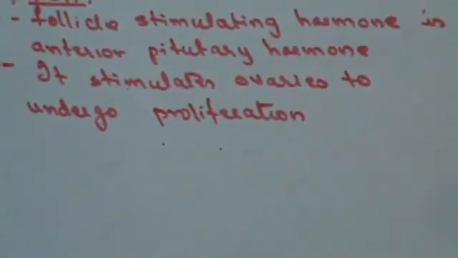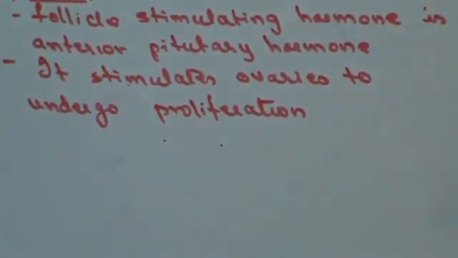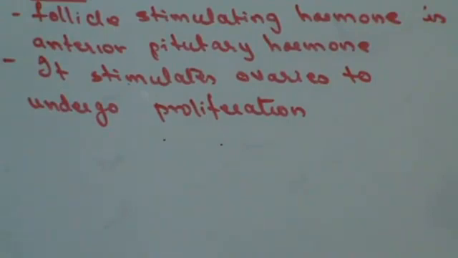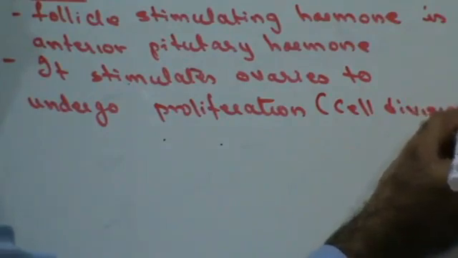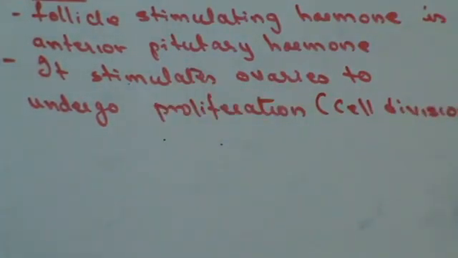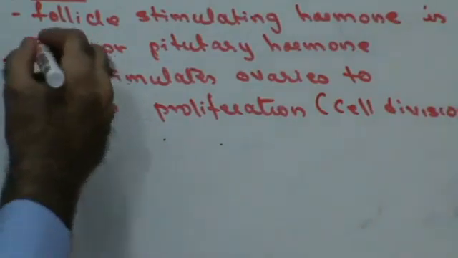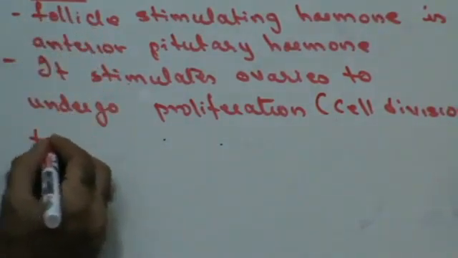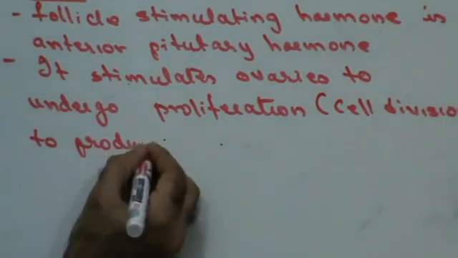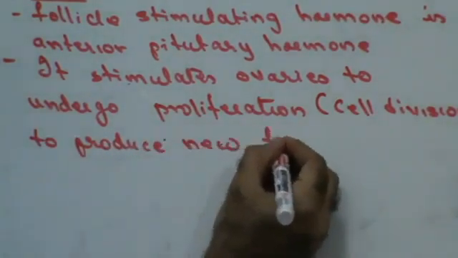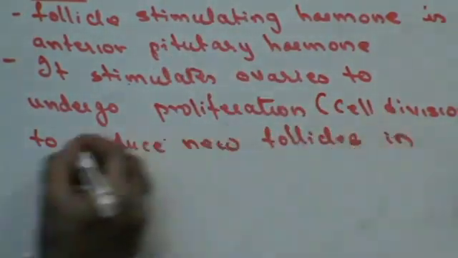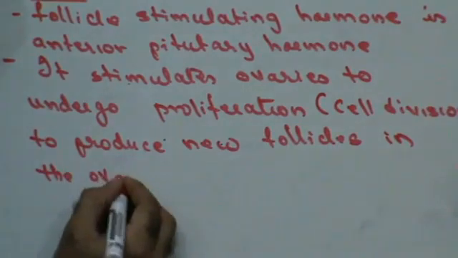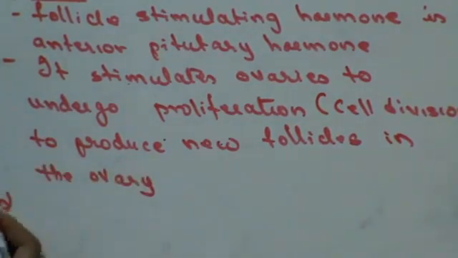Does anybody know the exact meaning of the word proliferation? We've been using this for a long time now. Proliferation, in simple language, is cell division. So it stimulates the ovaries to undergo proliferation to produce new follicles in the ovary. That was the first hormone that plays an important role during the menstrual cycle.